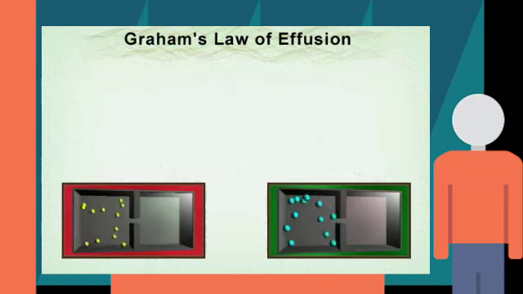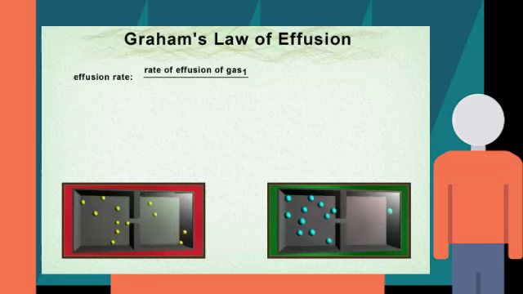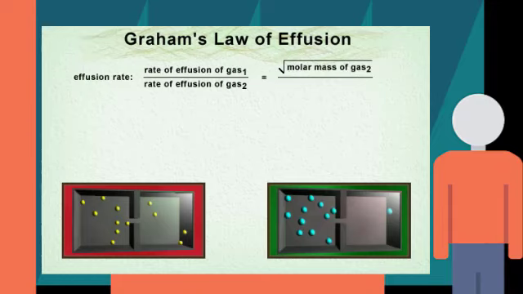The effusion rate of different gases can be compared using Graham's law of effusion in its mathematical form. The rate of effusion of gas 1 divided by the rate of effusion of gas 2 equals the square root of the molar mass of gas 2 divided by the square root of the molar mass of gas 1.